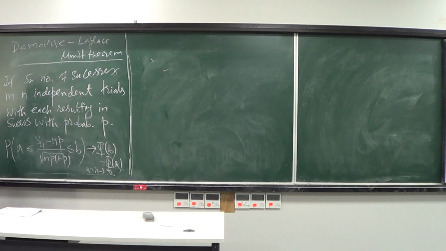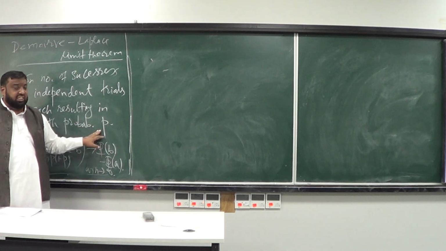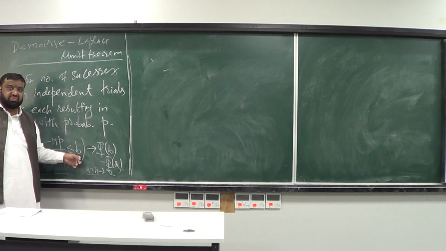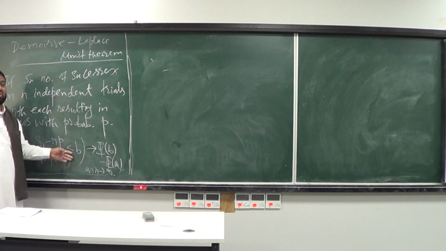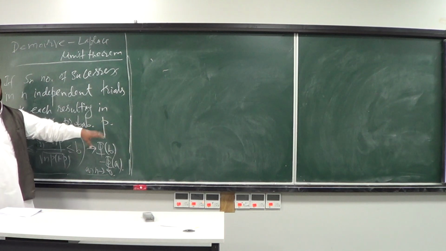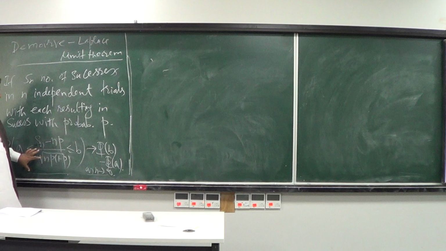Now, what is the theorem telling you? Let's reflect a bit on this theorem. Imagine you have n independent trials, and in each trial there is a probability of success P, and Sn represents the number of successes. Now, what is the probability that your standardized number of successes is going to be between A and B? A direct way to compute the probability is to write this as a sum of lots of probabilities, compute each one of those values, and then compute this probability.